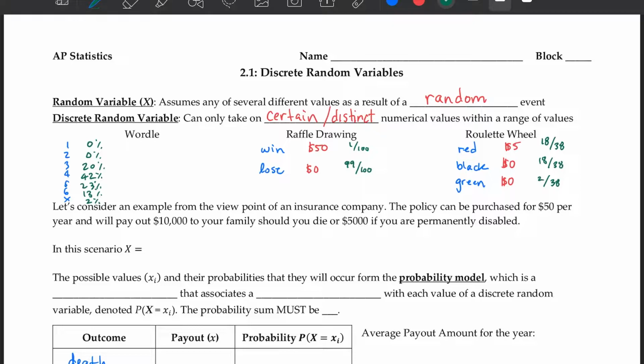So yeah, but again, there's nothing in between. Red, black, green, these are only certain numbers. You can't win $2 in this game, you know. In the drawing for the raffle, you can't win $10. You can only win these certain values there. And that's what that sort of means.